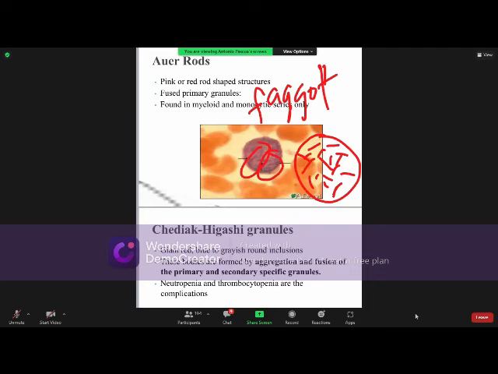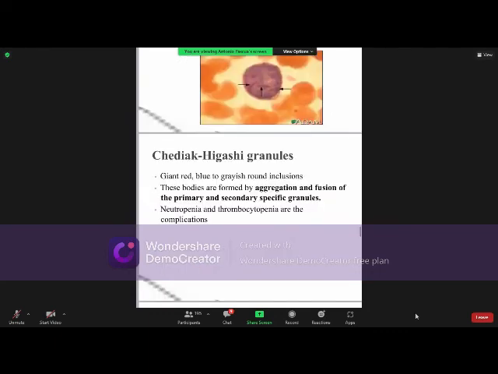Okay? You just use that in describing cells. Do not use the term in describing people. So kidding aside, if you have a mass of Auer rods within your cell, you simply call it a faggot cell. And again, it is usually associated with different types of leukemia. Commonly, you can see it in AML. Acute myelogenous leukemia.